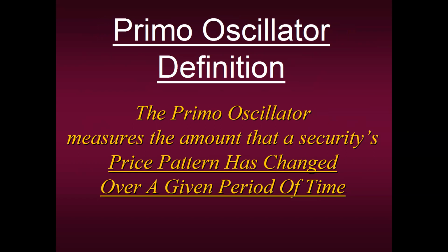You see, most oscillators are looking for a set price at the close of the period to determine where that plot will be on the oscillator. But where the Primo Oscillator differentiates from that is that we're looking for a specific pattern at the close of a bar and measuring that over a given period of time. So this is how it's different.